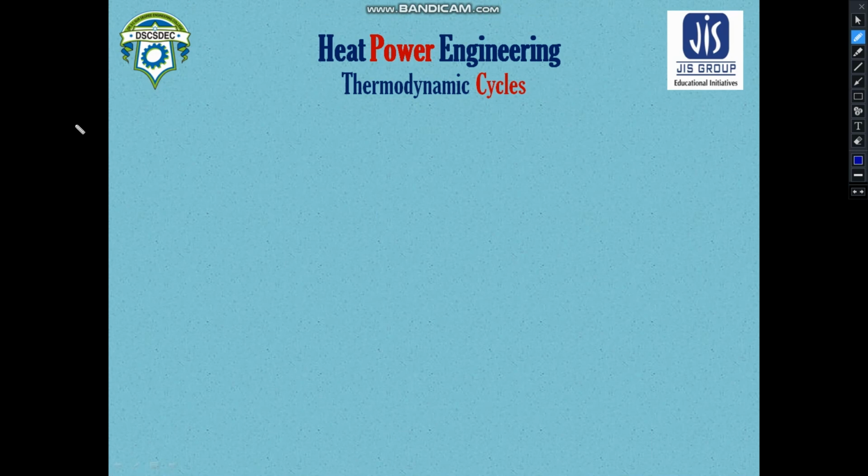To start with thermodynamic cycles, we must understand what a thermodynamic process is. We have already discussed these things, so this will be a little recap so that we can understand the concept of thermodynamic cycles easily. Any thermodynamic process is a change. It defines a certain change from a specific state to another state.